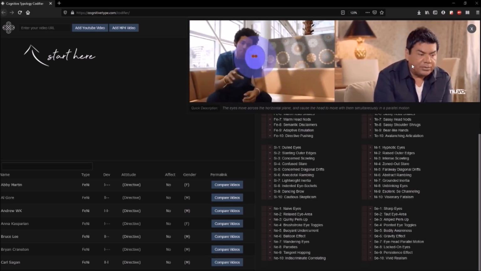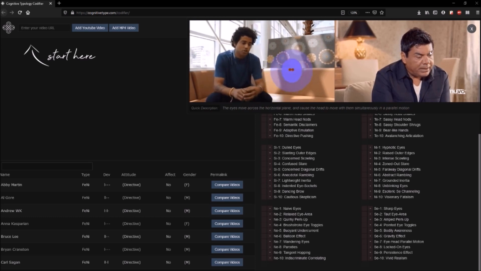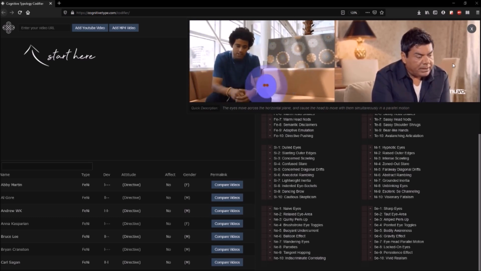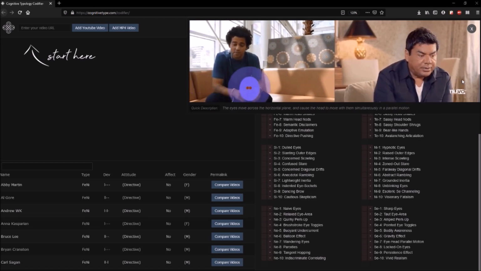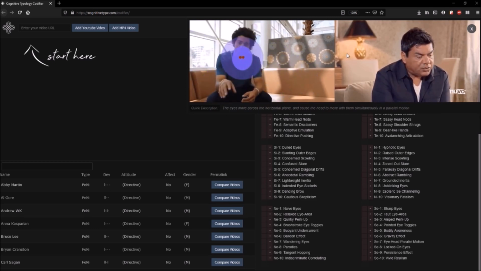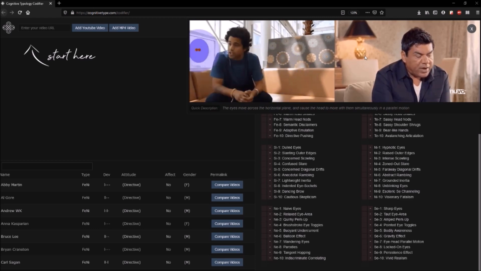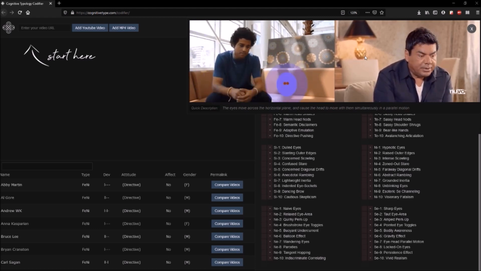You can see it here also in George Lopez. His head and his eyes are moving in sync with each other, so that when he looks to the side, his eyes are looking there as well. When he moves his eyes this way, his head immediately moves, and there's no delay in the two. It's almost like they're connected.